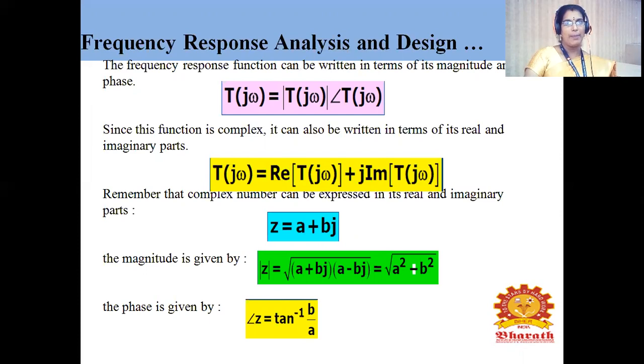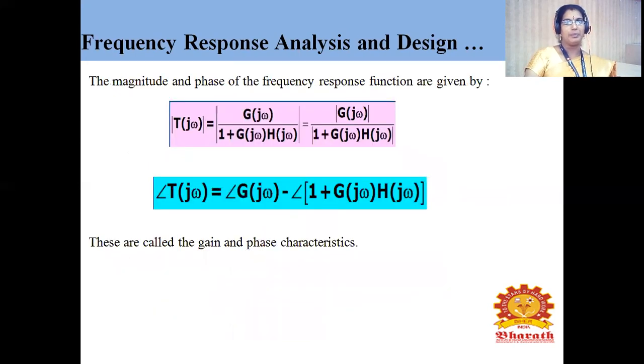Then z is equal to a plus bj is the complex number representation for real and imaginary parts. In that, if you want to obtain the magnitude, then the magnitude of z will be equal to the root of a plus bj into a minus bj, which is nothing but a square plus b square within the square root. So the square root of a square plus b square is the actual magnitude of the given function. Similarly, if you want to write the phase angle, the angle of z is equal to tan inverse of b by a. This is the general representation for finding the magnitude and the phase angle in the frequency domain.